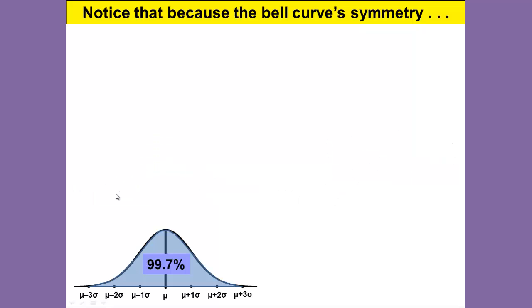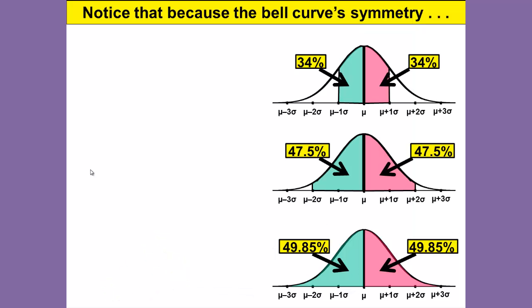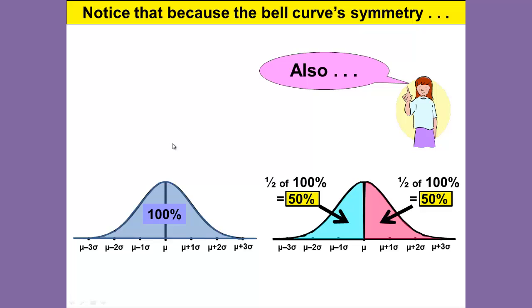And at 99.7 for 3 standard deviations, each side would be half of 99.7, or 49.85%. So we can use the halves to know what each side of those is. Notice you do not need to memorize these percents, you just need to know that they're half of the original percents. Also, we have 100% of the data, and half of that would be 50% on each side.